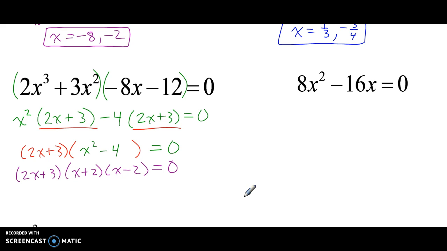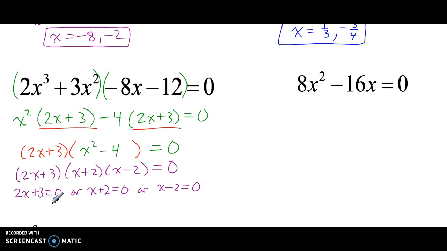Notice this isn't a product of two numbers equal to 0. This is a product of three factors equals 0. But the principle of zero products works just fine here. If you have three numbers multiplied together, one of them has to be 0. You can't have three non-zero numbers multiply out to 0. One of them's going to equal 0.